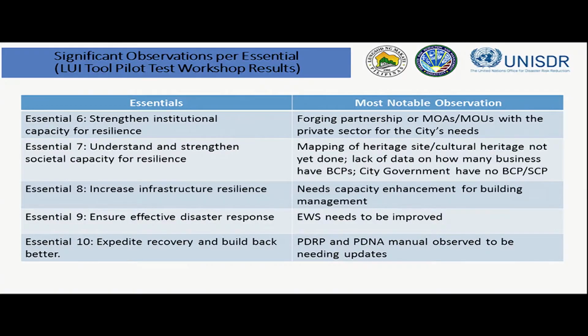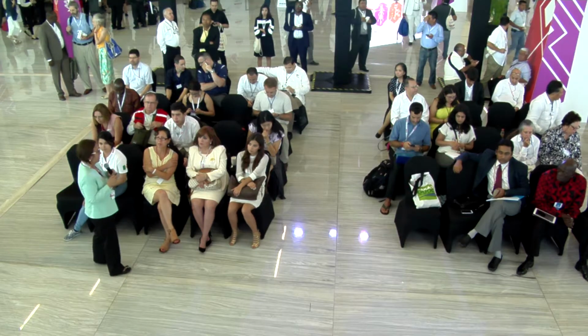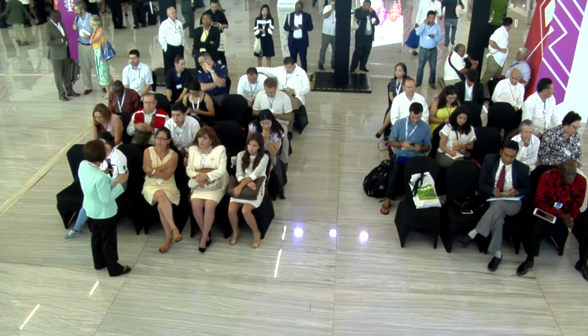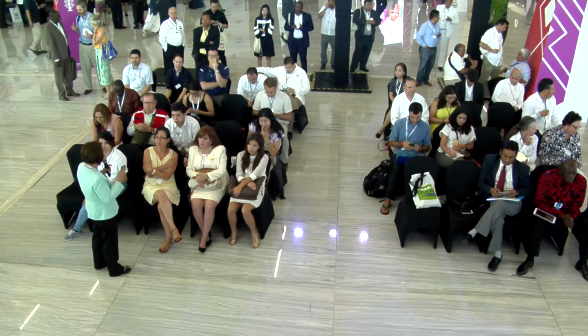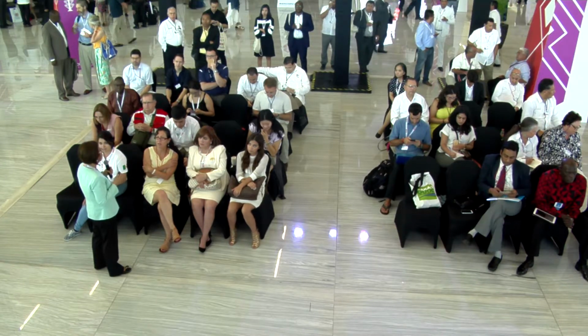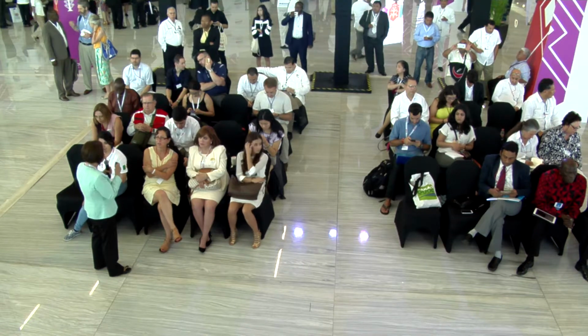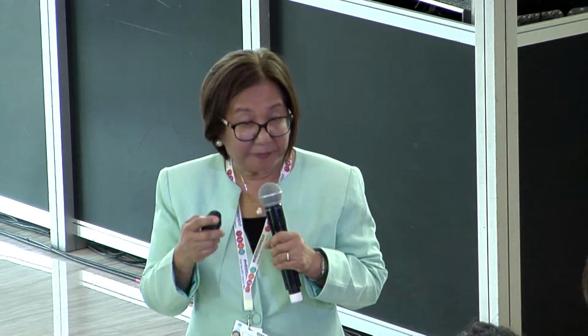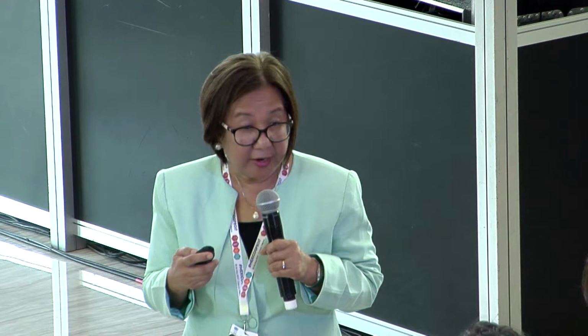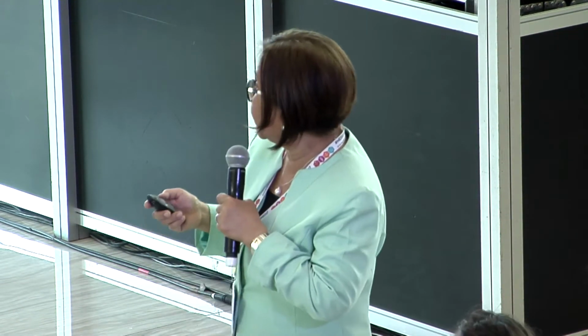Essential number 6, for example, strengthen institutional capacity for resilience. The finding is that we need to forge partnerships with as many partners as possible. So for instance, if you're talking about response, we need to collaborate with the grocery owners and stores, those that will provide support in the aftermath of a major disaster.